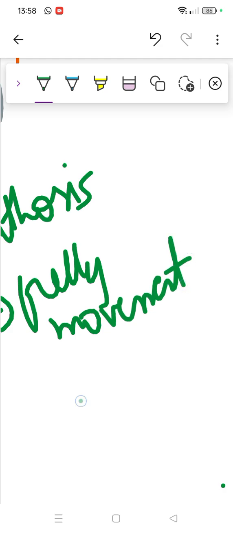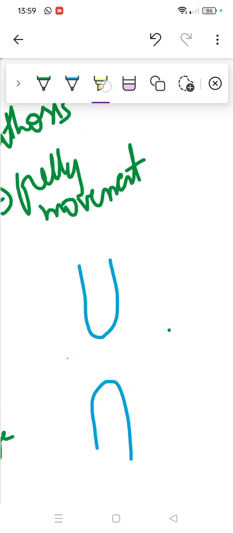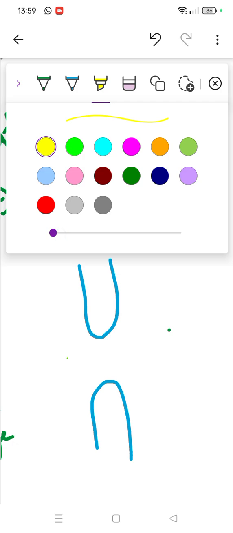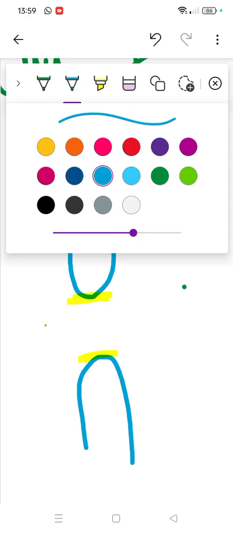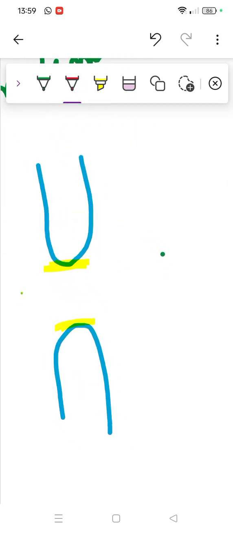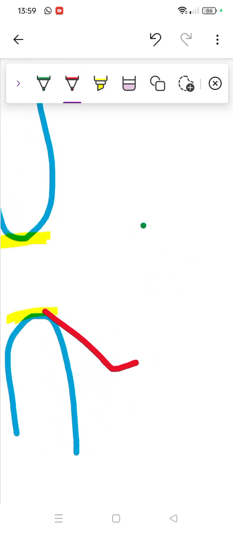Fully movement. So when we talk about the example, the picture, let's make it out. This is going to be the structure. If this is the structure, here we will see kind of fluid. So here, this kind of structure is basically called as what? Okay, so here this is the structure. This structure is called as a synovial. This is called as an articular cartilage.